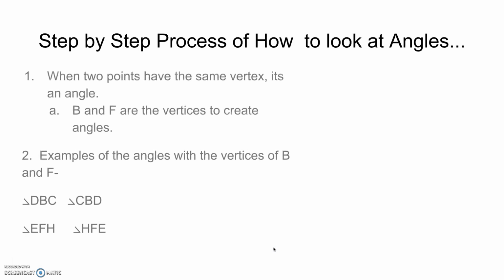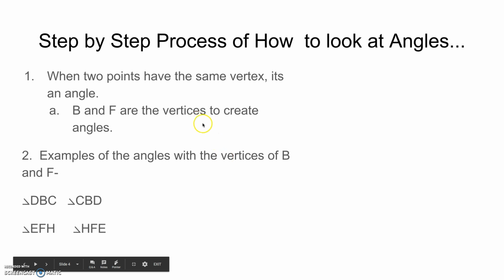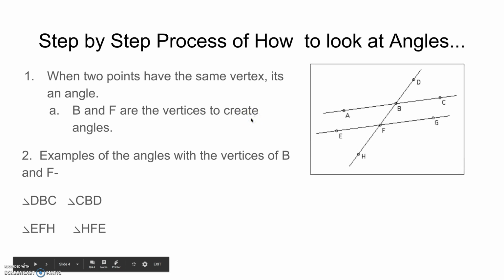The step-by-step process of how to look at angles. Once you point to the same vertex, you can determine what angles they are. In fact, the vertices is what establishes your angle. From this image here, you see B and F. They are both intersecting with two other lines, and those lines help create the angles.